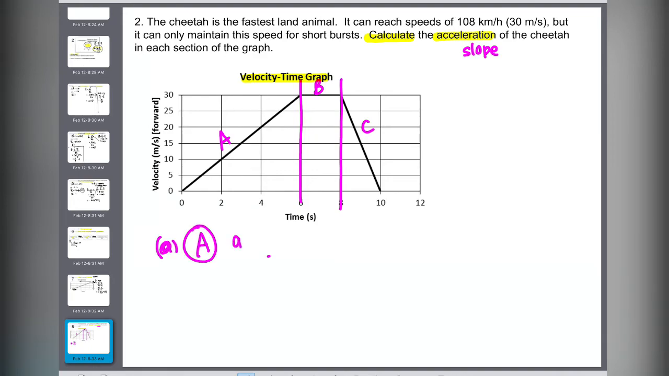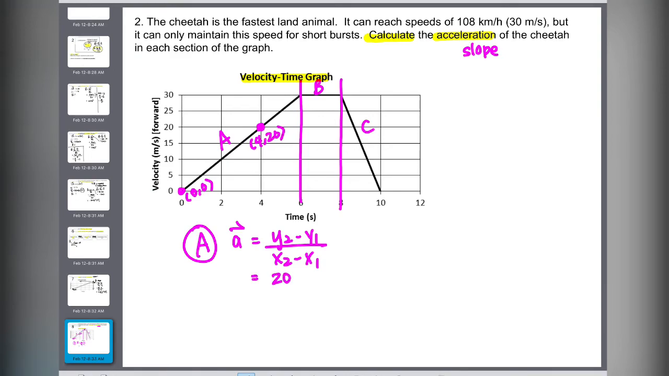Okay, separate the 3 sections. For part A, I'm going to find the slope, and the slope that I'm going to be using is y2 minus y1 over x2 minus x1. Pick 2 points along A. That looks like a good point. Any one. I'm going to pick this one. I always pick the end. I'm going to pick that one.